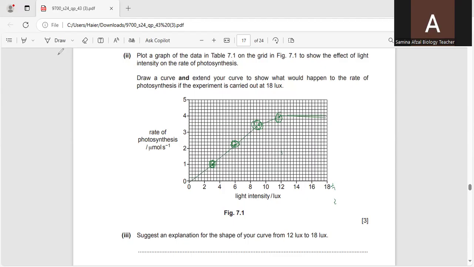So you can see the graph. I have tried my best to draw it accurately. I think it is about 95% correct. Only when we choose the points on screen, so a little bit it is difficult, but it is correct. You can follow this. And next question, we have extended this.